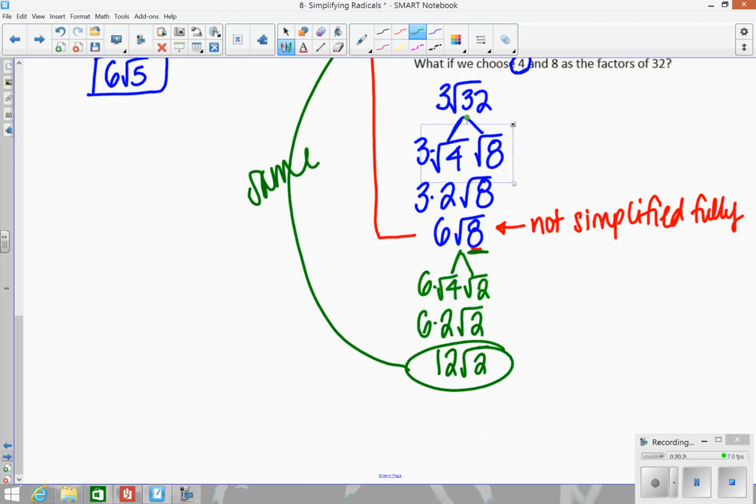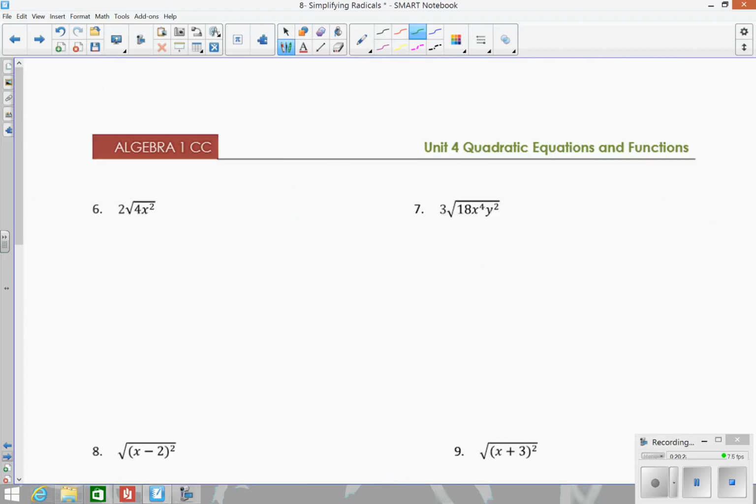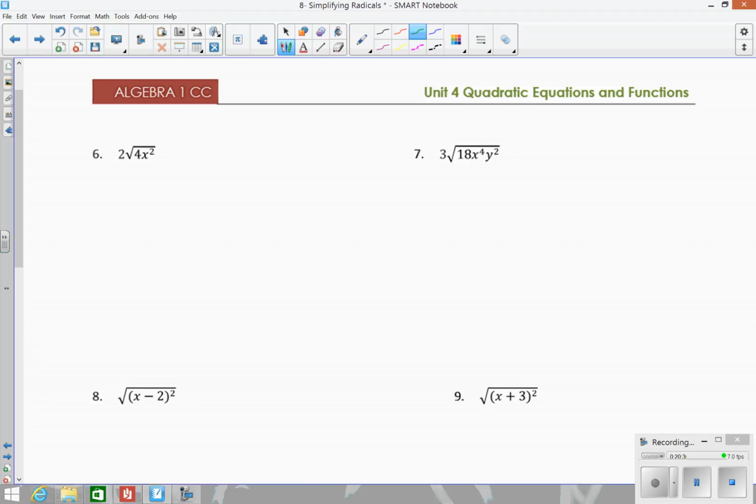So let's go to the next page and look at a couple that have some algebraic type symbols in it. So for this one, we still have a 2 out in front, but now we have some algebra in here. So if you look, you want to treat this the same way. So we're going to have your perfect squares, non-perfect squares. So when I look at this, 4 and x squared are both perfect squares. So what ends up happening for this one is I can just go right to reducing it. So basically right to taking the square root. I don't have to break this one up because 4 and x squared are perfect squares.